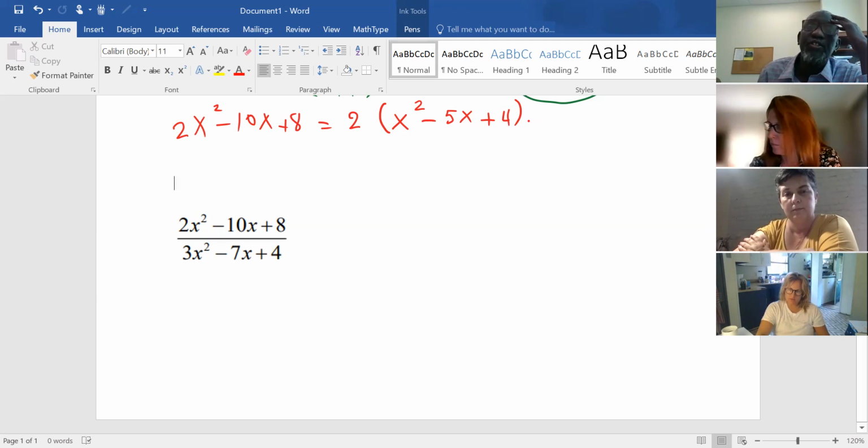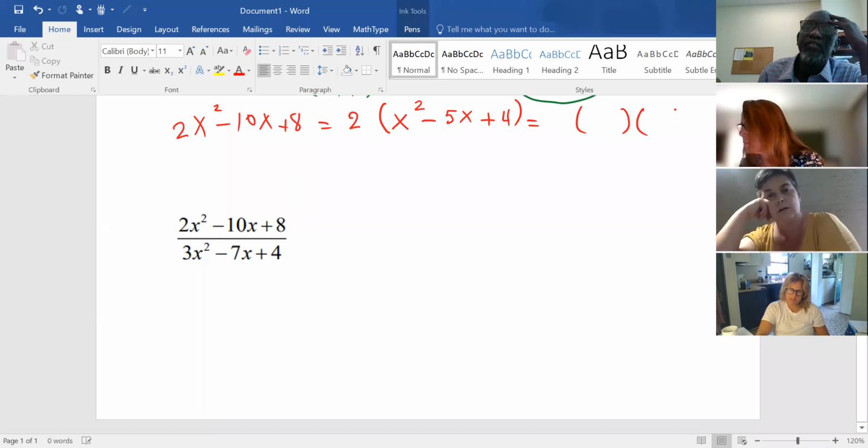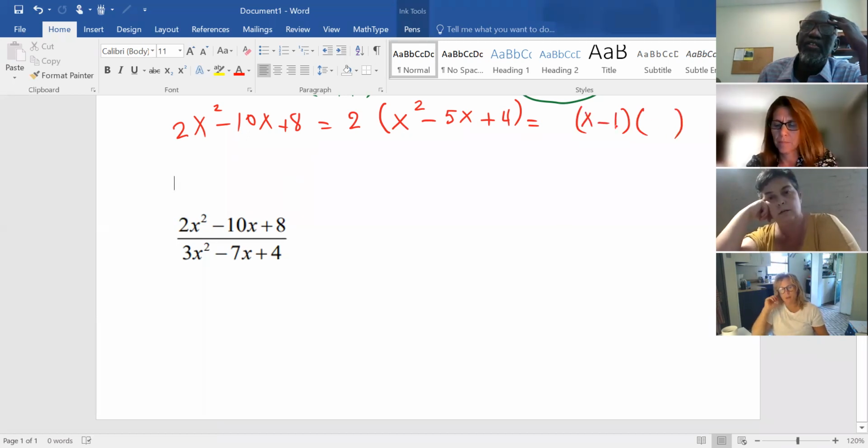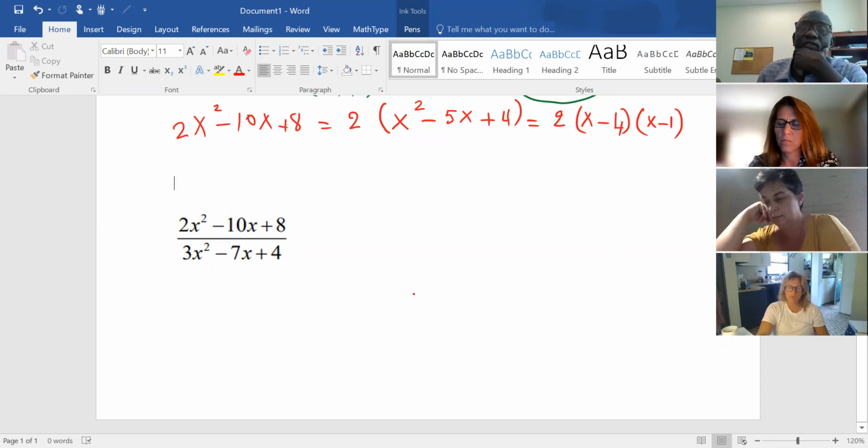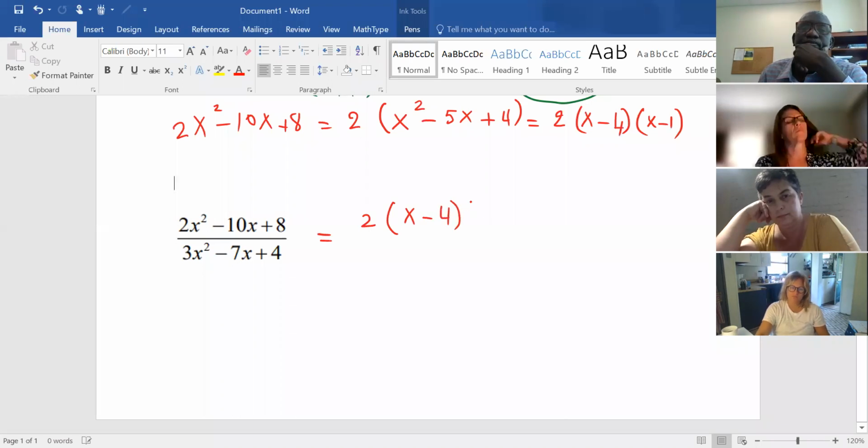Because x squared has 1 in front of it, right? So what are the two numbers you're looking for? x minus 4, x minus 1. And we don't forget, of course, the 2 in front, right? So we get 2 parentheses x minus 4, x minus 1.